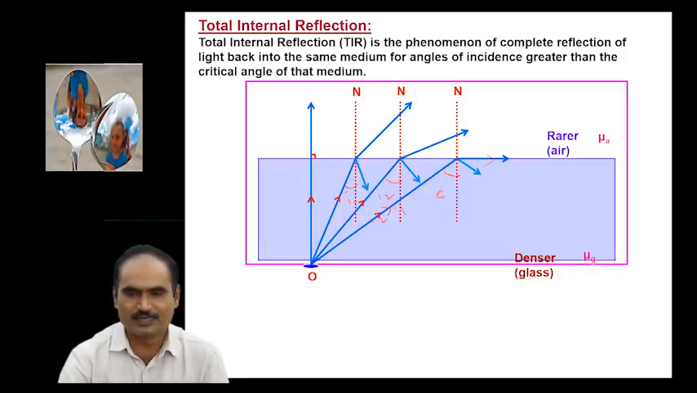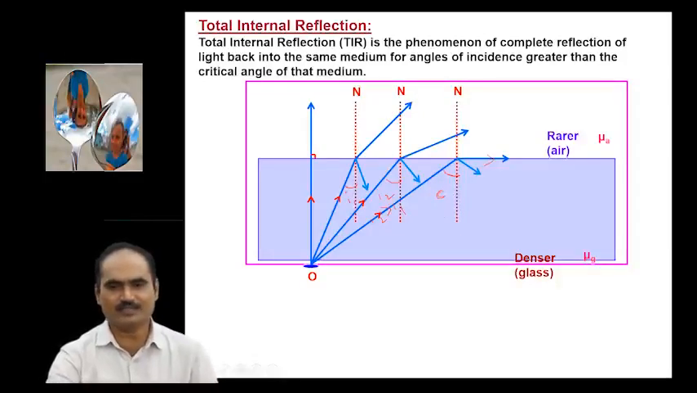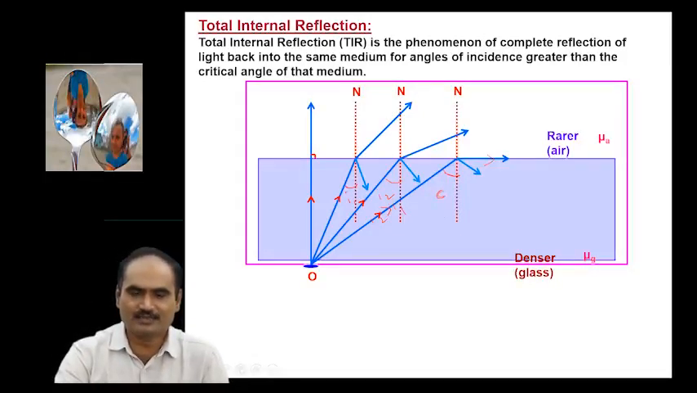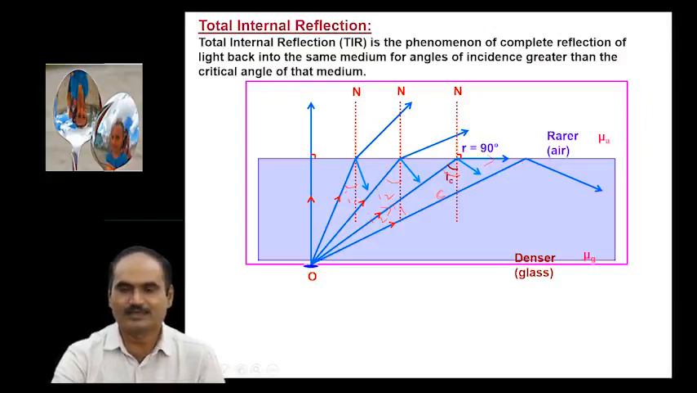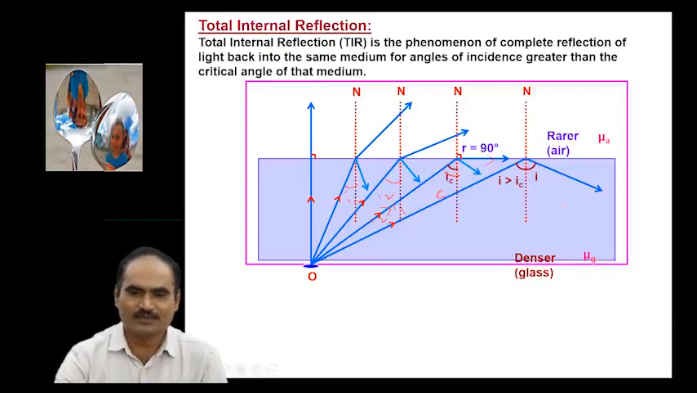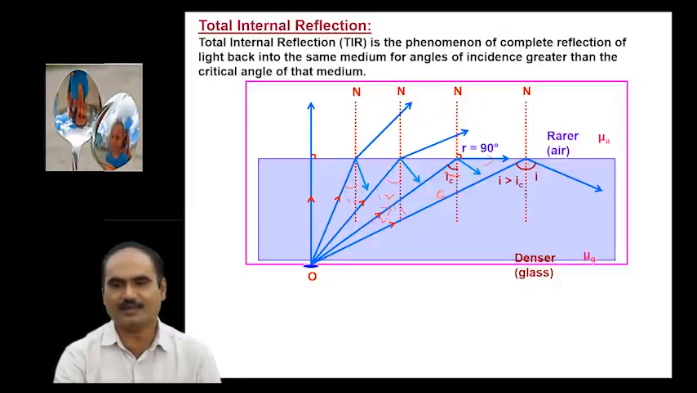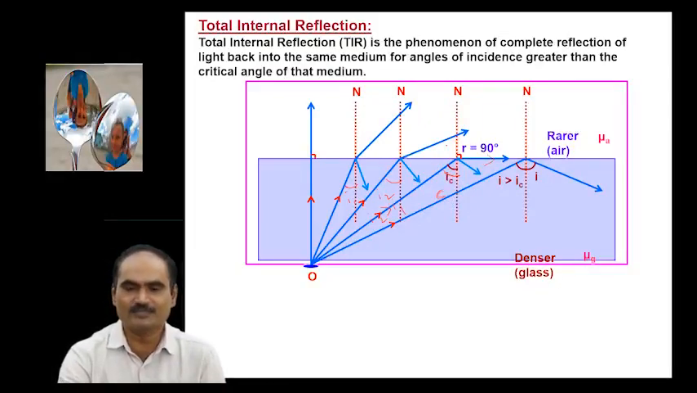Critical angle can be defined in this manner: it is the angle of incidence, when a light ray travels from denser to rarer medium, for which the refracted ray grazes the interface of the two media. Then after that, if the angle of incidence is more than the critical angle, what will happen? It undergoes reflection into the same medium. This phenomenon is called total internal reflection. If the angle of incidence is more than the critical angle, the light ray undergoes reflection into the same medium.